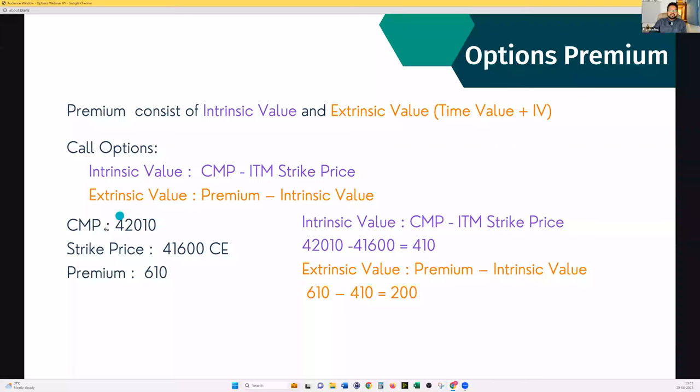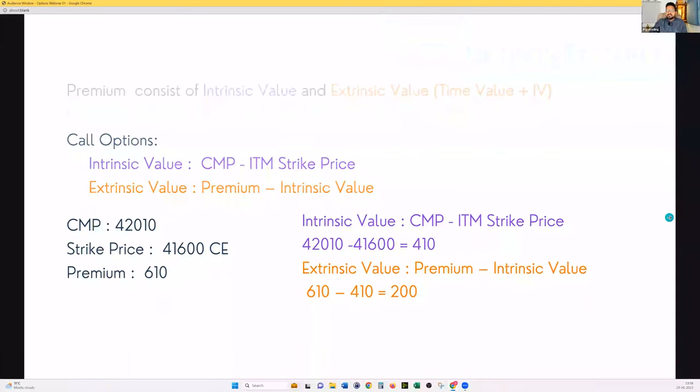See, the current market price is at 42,010. And the strike price is the 41,600 call option. First and foremost thing you need to check is whether the 41,600 call option is in the money, out of the money, or ATM. That is what you need to check. And it clearly denotes that it is an in the money option. On this aspect, you subtract both and it's going to be 410. The intrinsic value is 410. And the premium right now is trading at 610. So 610 minus 410 is going to be the extrinsic value. It's very simple logic.